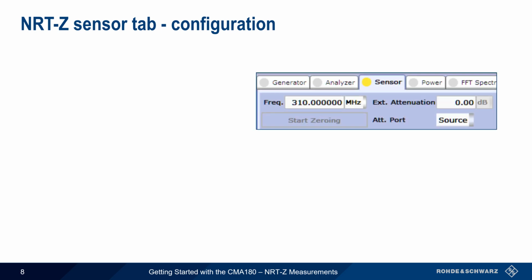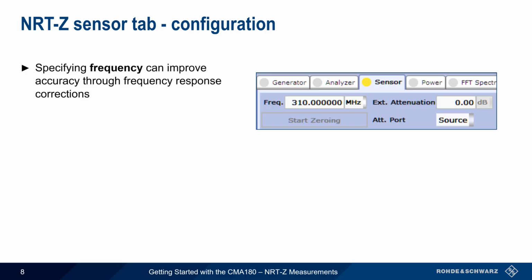NRT-Z power sensor measurements often require no additional configuration. The frequency of the signal to be measured can, however, be specified. In some cases, this will improve accuracy, since it allows correction for very small frequency-specific deviations in the measurement values.